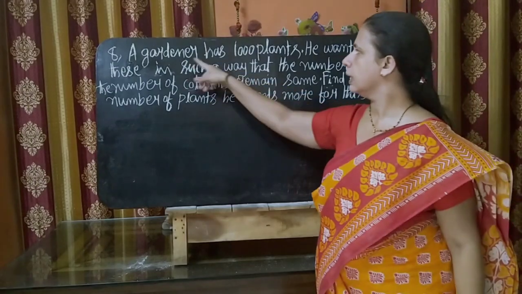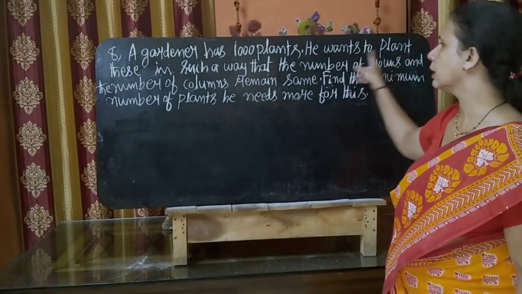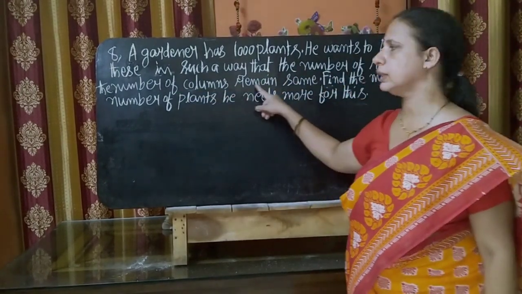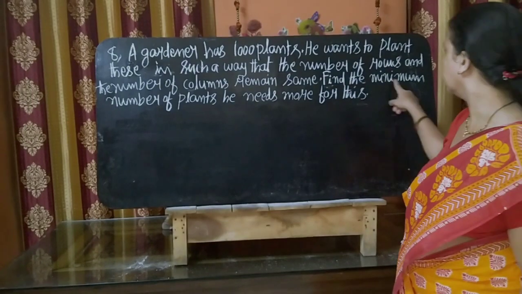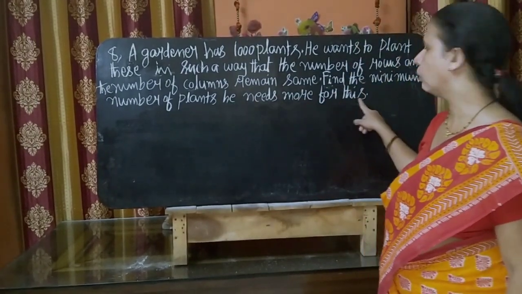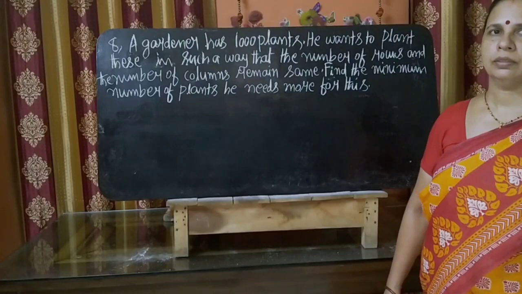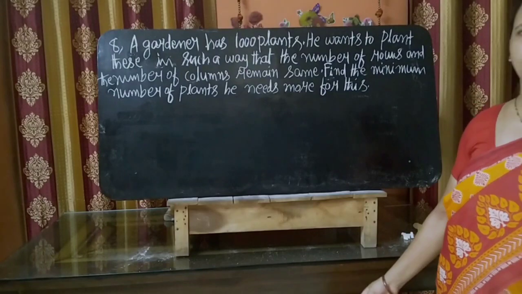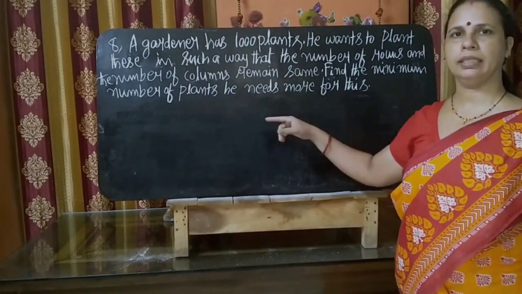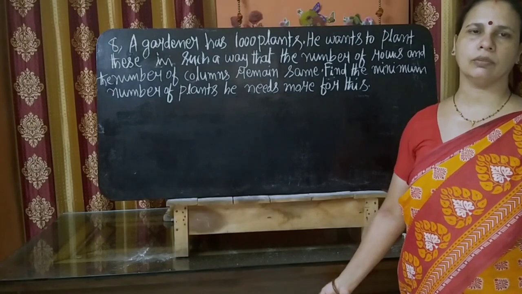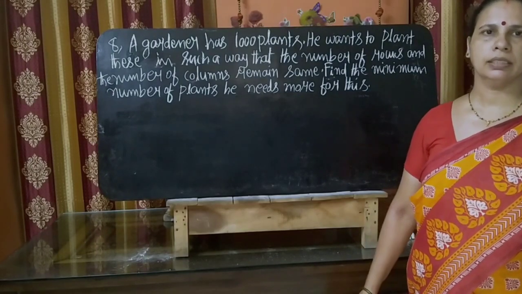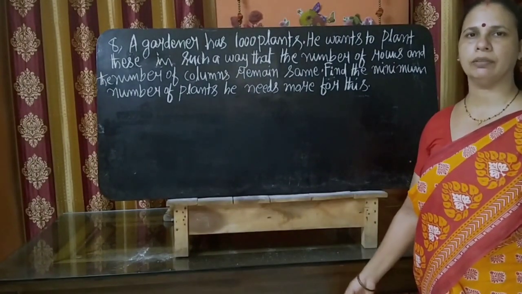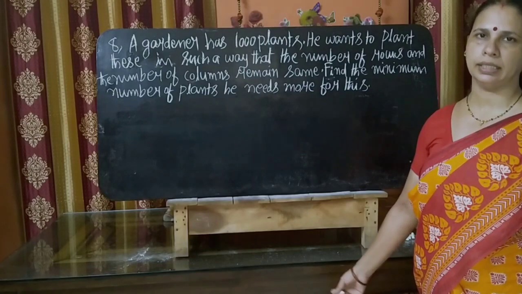Eighth question is, a gardener has 1000 plants. He wants to plant these in such a way that the number of rows and the number of columns remain the same. Find the minimum number of plants he needs more for this. The question is that a gardener has 1000 plants. He has to plant the same number of plants in each row and column, but some plants are less to plant that way. We have to find out how many plants are short.